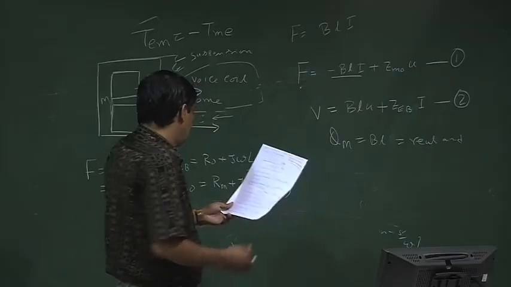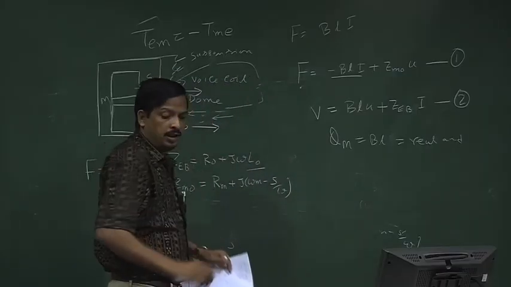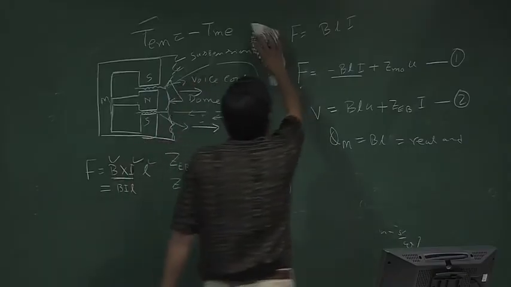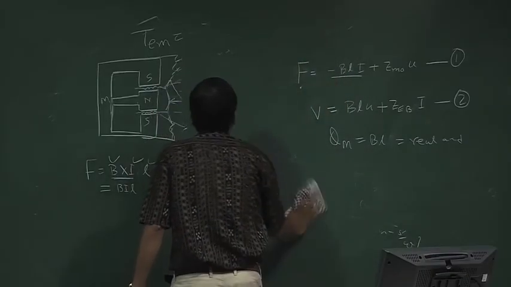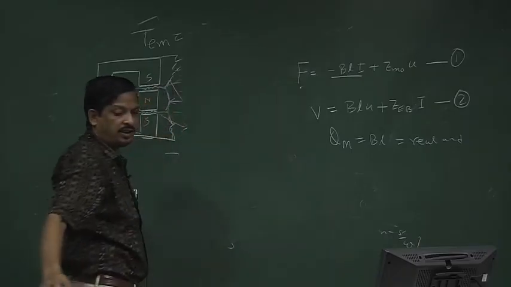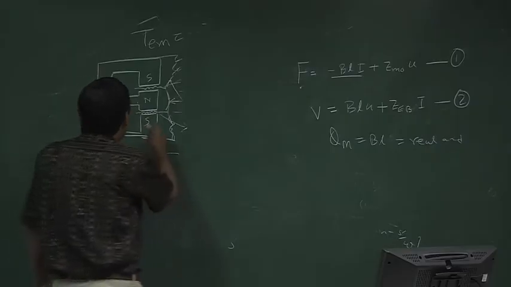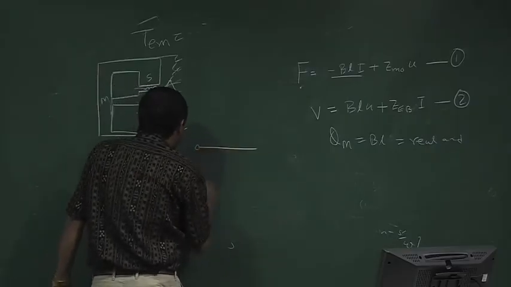Now, can I say what should be the equivalent circuit? If this is the equation, what should be the equivalent electrical circuit of this transducer? So, I want to draw it. I apply a V voltage here.